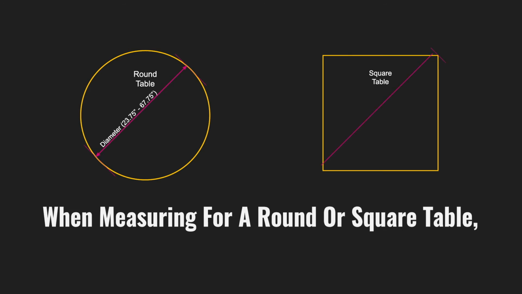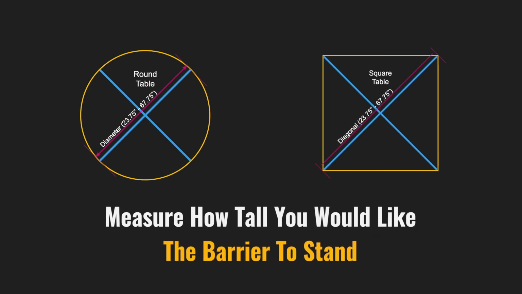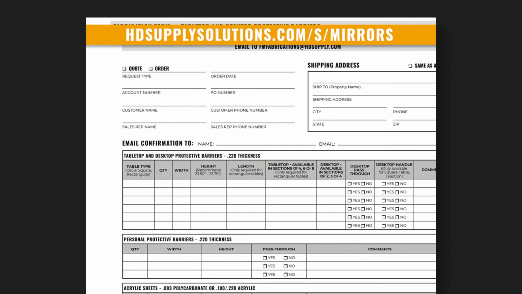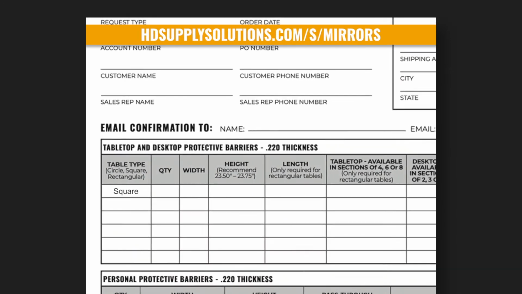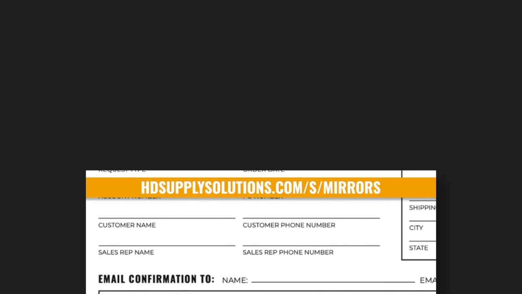When measuring for a round or square table, first measure the table diagonally. Next, for the height, measure how tall you would like the barrier to stand from the surface to the nearest 1/4 of an inch. When filling out the form, please enter the type of table, round or square, quantity, width, which is your diagonal measurement, and the height.